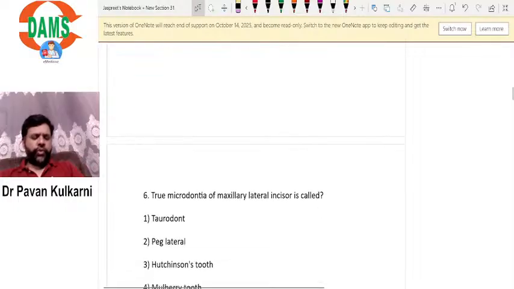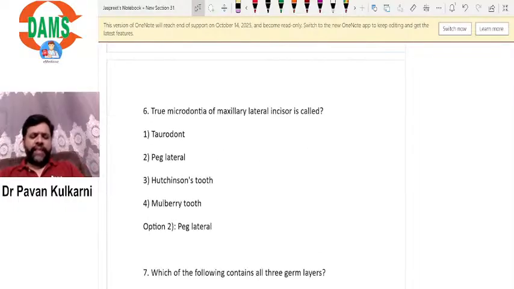Okay, let us move to the next question here. True microdontia of maxillary lateral incisor is known as peg laterals. This is a straight, simple one-liner MCQ. I need not give any explanation for that. Microdontia of maxillary lateral incisor is known as peg shaped lateral.